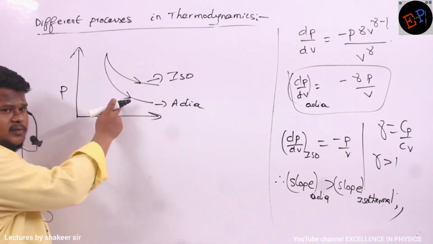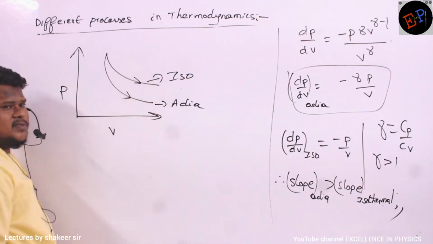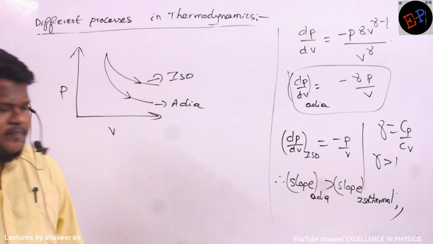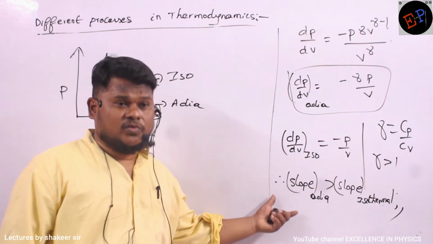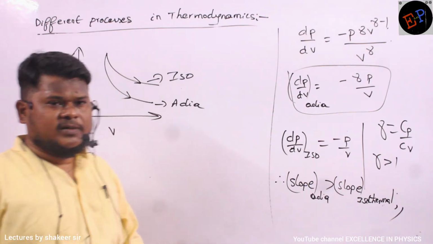Whose slope is greater? The slope of this graph is greater. So this is adiabatic. The slope of this one is not so steep. So therefore that is isothermal. Are you able to understand? So wherever you find a greater slope, it always indicates that it is the slope of the adiabatic process. Are you able to understand?